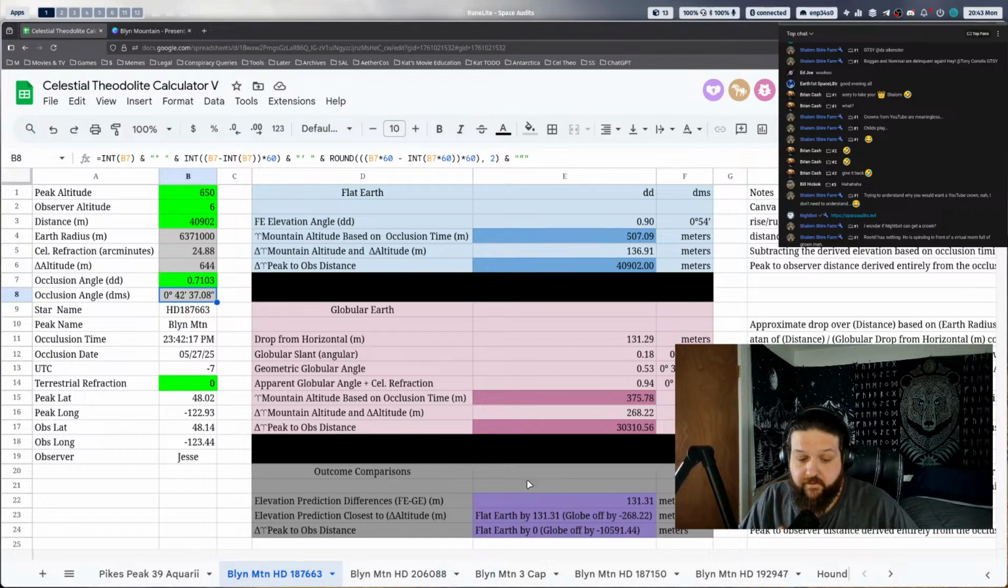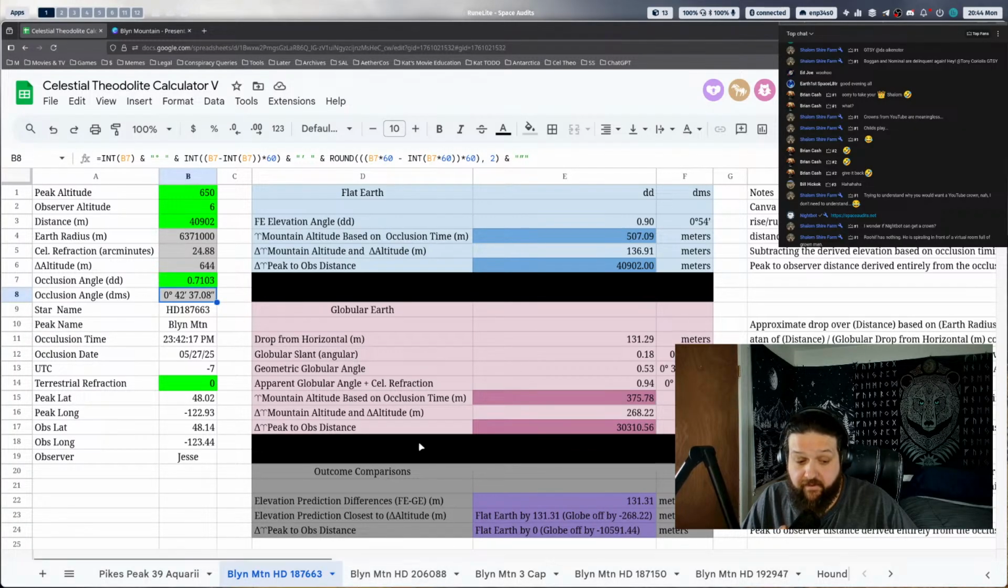How come I could derive my location, and also how come I can derive an elevation for the mountain that's closer than what the globe predicts, based off of the occlusion timing using the true position of the star? I'm not strawmanning anything.